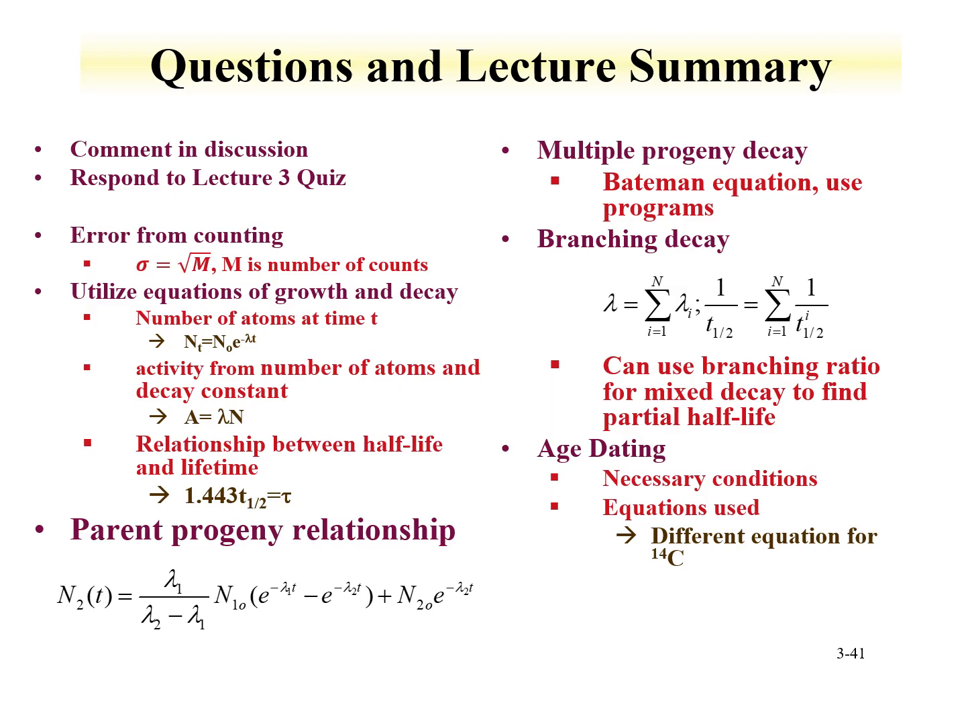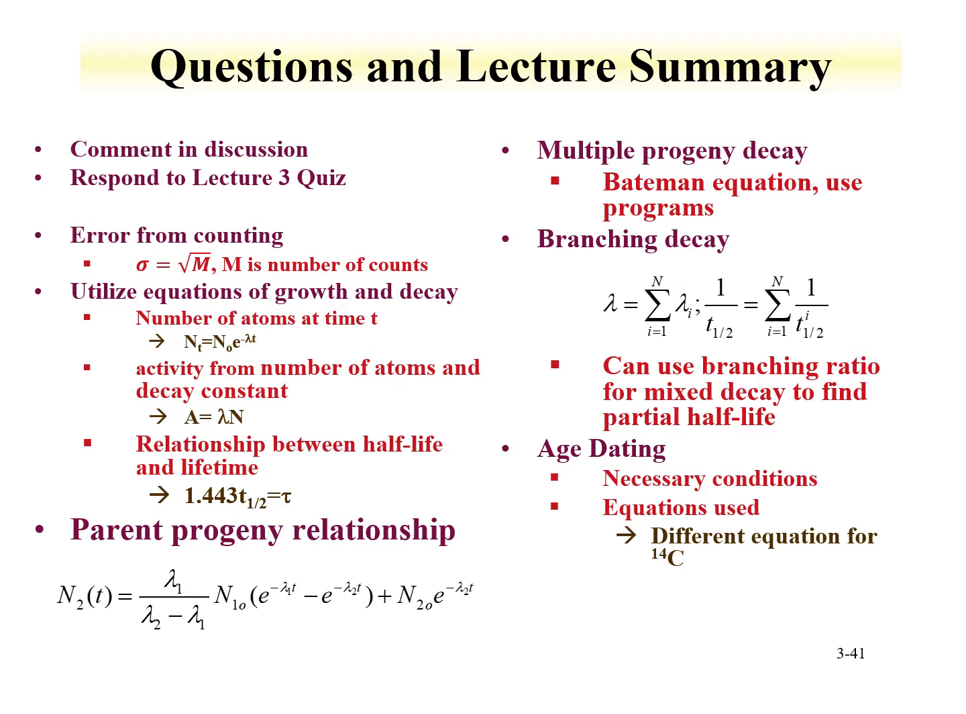Examples include determining the number of atoms at time t from an initial amount of atoms using this equation, and the activity from the number of atoms and the decay constant. This is a very fundamental equation, activity equals lambda N, and the relationship between half-life and the lifetime. This shows that the average lifetime for an atom is a little bit over the half-life.